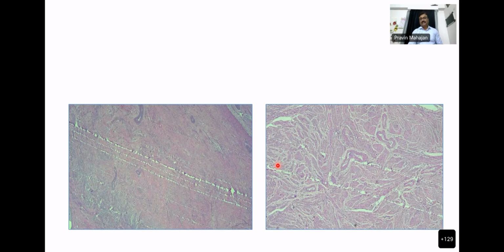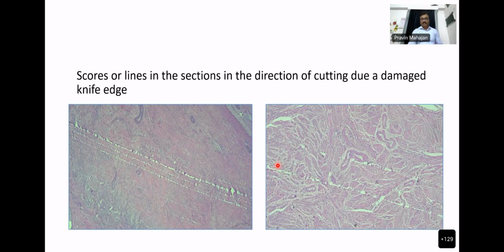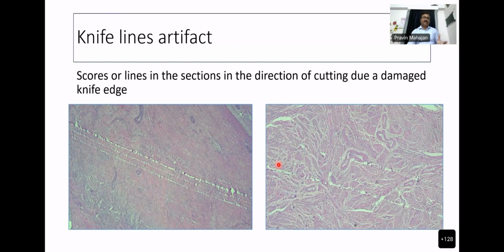These are what are called knife lines or knife scores, which are due to the damaged cutting edge of the knife. So if you're using a disposable knife, your technician has to be careful that they don't use a knife which has been damaged. If you're using a reusable knife, then it should be sharpened periodically. Sometimes knife scores can be few, but they can be multiple. And as Lakshmi Narayan mentioned, if something is scanned and your images go somewhere, it can be an embarrassing situation.